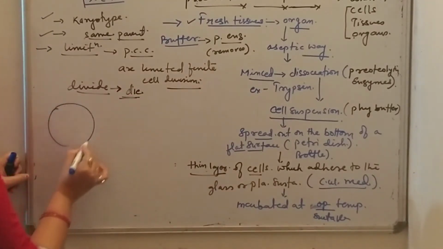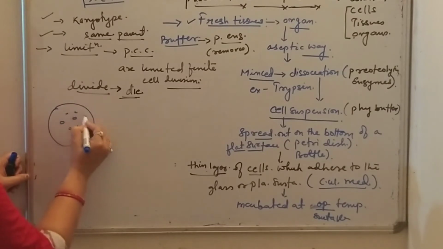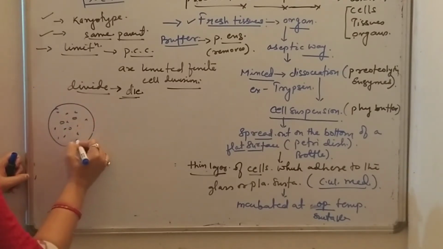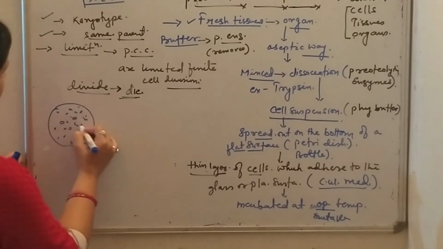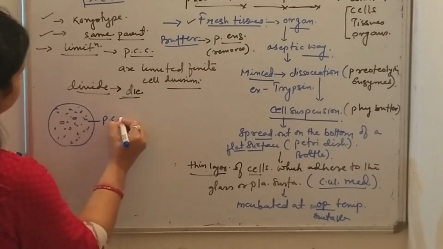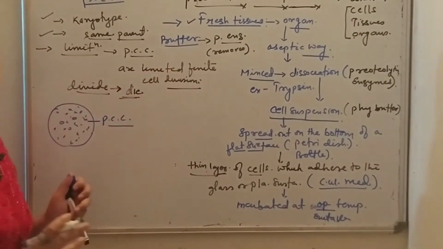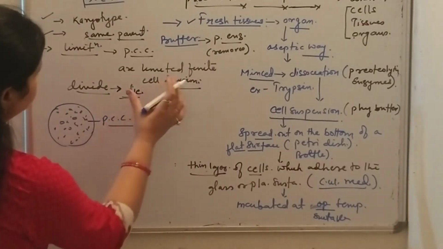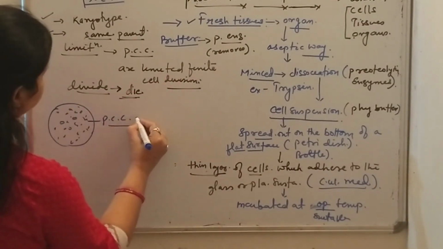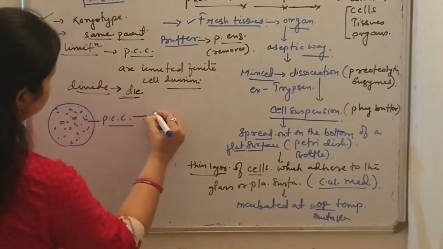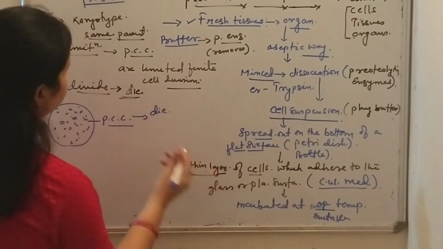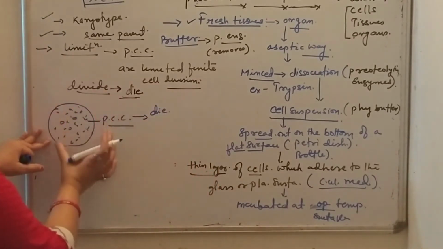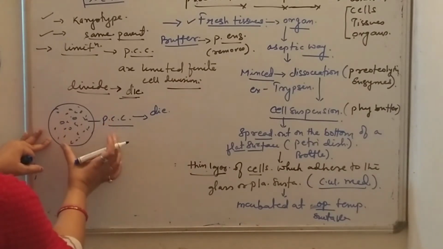Suppose this is the primary cell culture we obtained, but this primary cell culture has a finite number of cell divisions. That's why this is known as finite cell division. So after certain divisions the cells will die. So this is a characteristic and also a limitation.